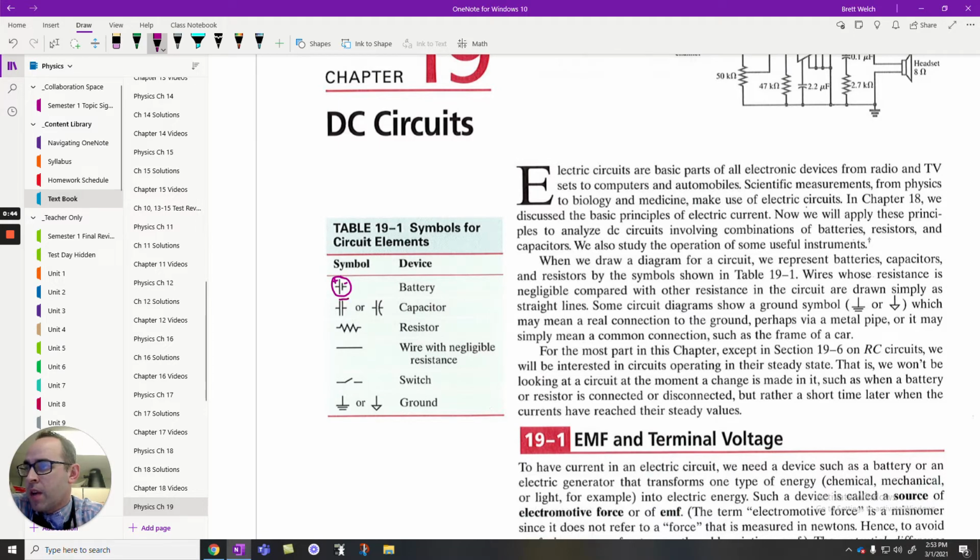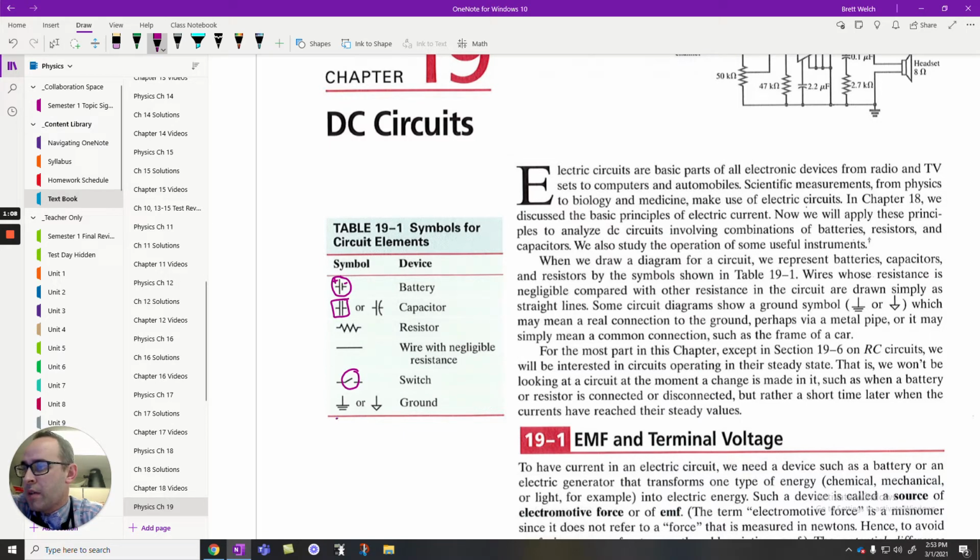We have the symbol for a capacitor. I'll always use this double parallel line, but some books will use a curved line for the capacitor. Resistor is always our zigzag line here. A wire is just going to be a straight line. If you see a wire going around, that's just a straight line. If you ever see this symbol here, it represents a switch, which means it's like an on-off switch, where you can close the circuit or not.